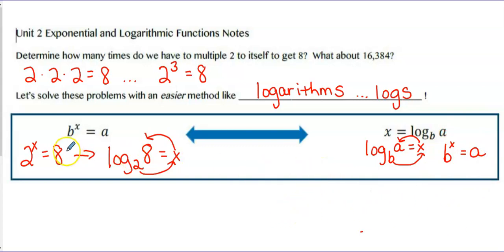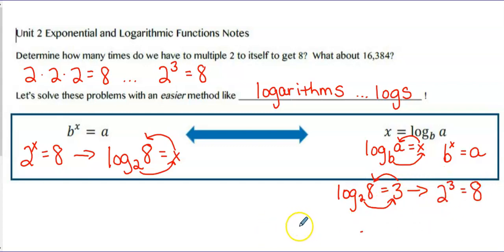Now, going from this to this, we can go the other way around and we can say, well, log base 2 of 8 equals 3, and then rewrite that as 2 to the third power equals 8. So it says the same thing. It depends on what your unknown is and whether you can figure out what your unknown is.